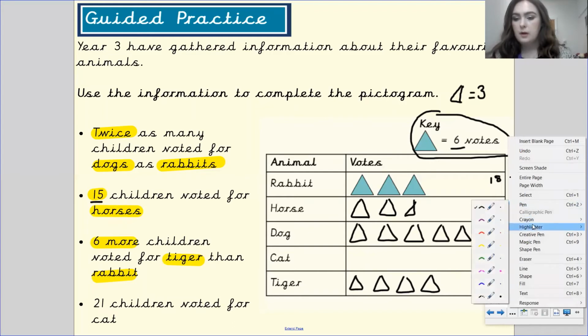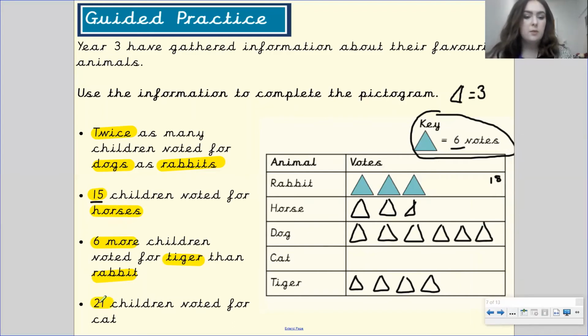Okay, and now the last question. So the last one says 21 children voted for cats. How many triangles do you think we're going to be drawing? Pause the video to have a think. Okay, let's work it out together. So we're going to draw triangles knowing that they are worth 6 until we get to 21. So we've got 6, 12, 18. But if we add another 6, it takes us to 24. So what are we going to do? Well done, we're going to draw half a triangle because that represents 3, and then that takes us up to 21. Well done.